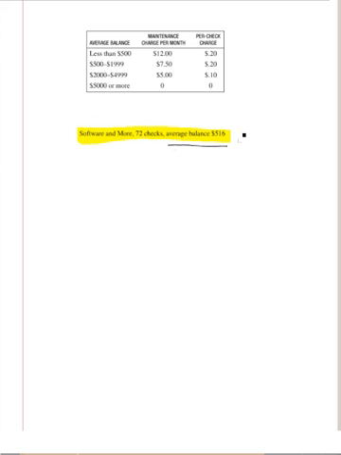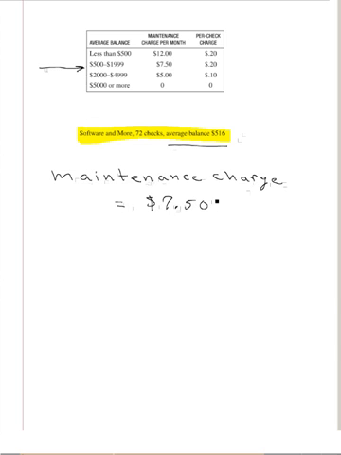So then, looking at the table that we were given, we see that when a business maintains a balance of $500 up to $1,999, we see that there is a maintenance charge of $7.50. So let's just make note of that: there is a maintenance charge equal to $7.50 for this particular month.